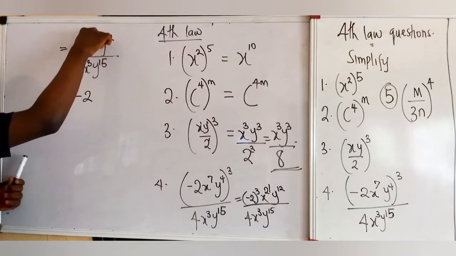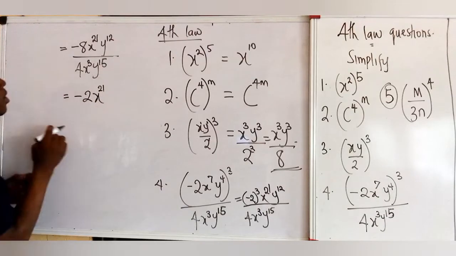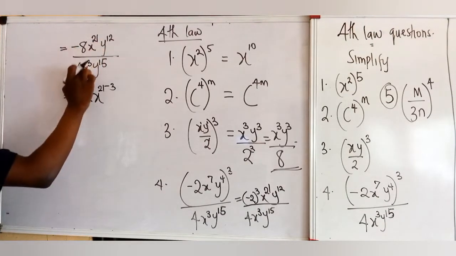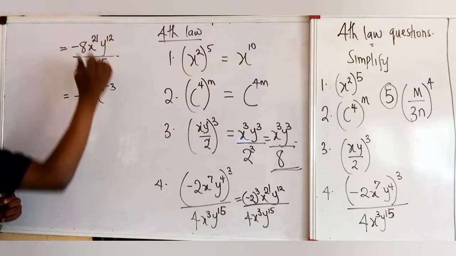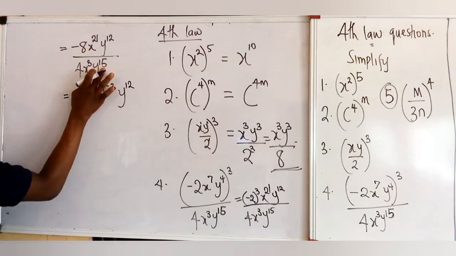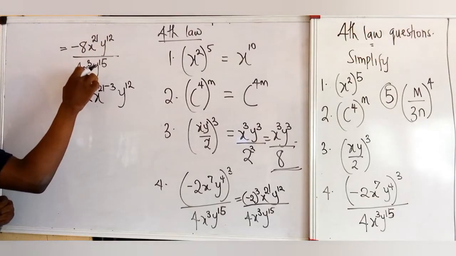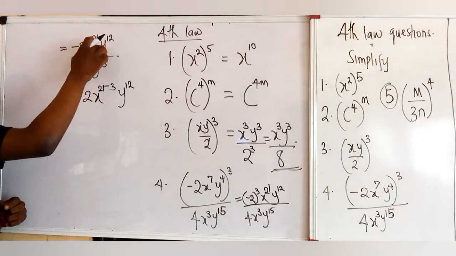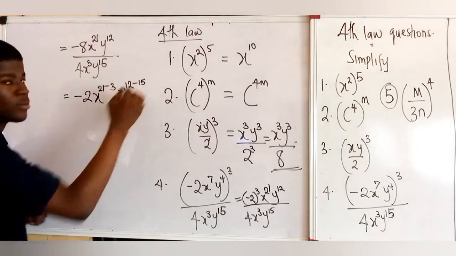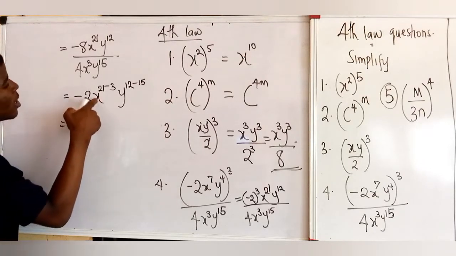So x to the power of 21 divided by x cubed. I have x to the power of 21, based on the second law, minus 3. They are of the same base, so I'll subtract the second power from the first. Then times y to the power of 12 over y to the power of 15. Y here has the same base as this one. So I have y to the power of 12 minus 15. So what we have next is this. Minus 2.